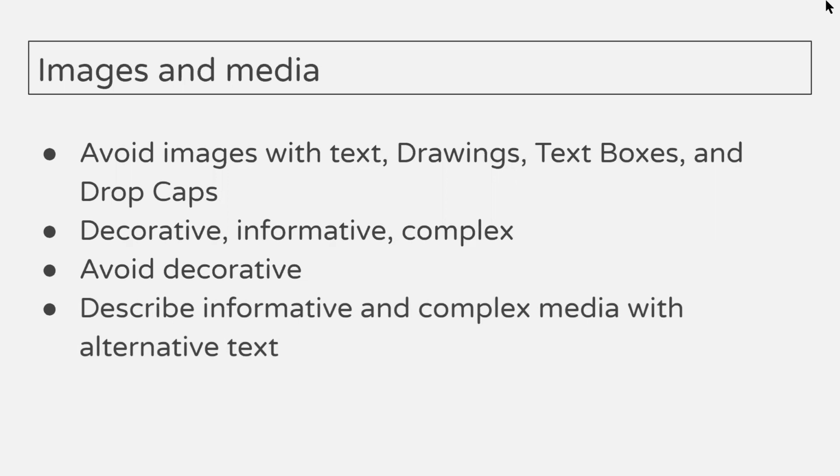Describe the images as best as you can. It's best to stay between 100 and 150 characters. Complex images usually are 150 characters or more. If you need a long text to describe your images, then you should be describing it for everybody in the body of the document, not in the alternative text.